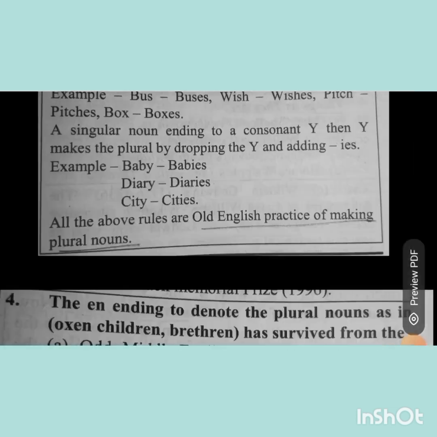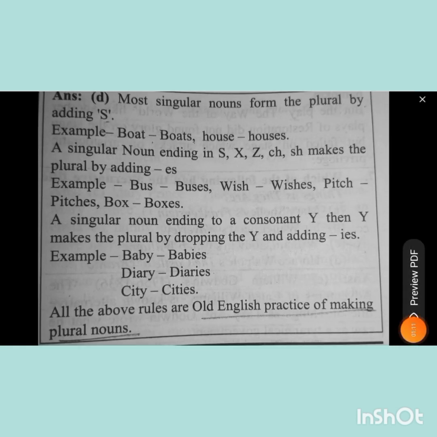So see something more about this here. Most singular nouns form the plural by adding s. It means we have to add s at the end of most nouns. For example, for boat we write boats. For house we write houses.